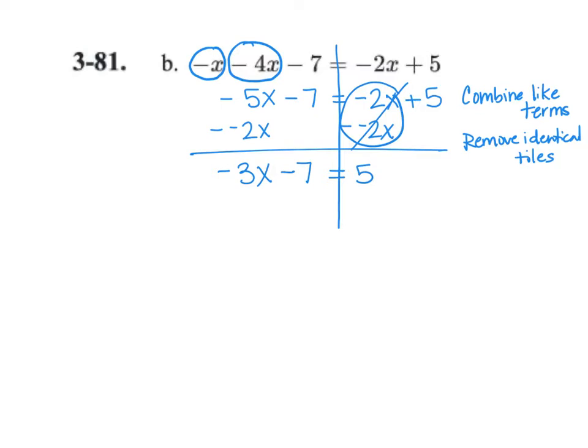Now looking to solve this equation, negative 3x minus 7 equals 5, I know that eventually I want to get the x's by themselves. So I want to remove these 7 negative tiles. Well, the way that I'm going to do that is I'm going to add 7 tiles to make 0 pairs. And if I add 7 tiles to the left, I must add 7 tiles to the right. So here I add identical tiles.